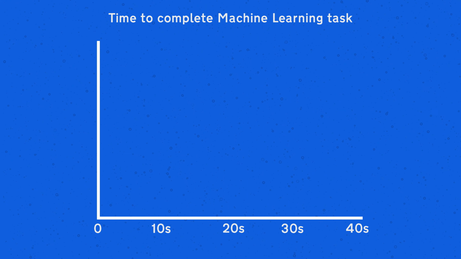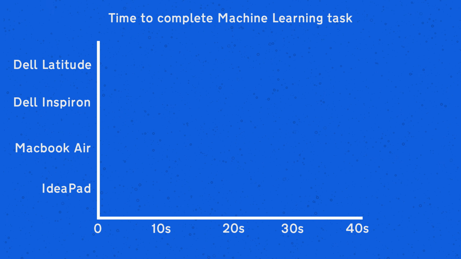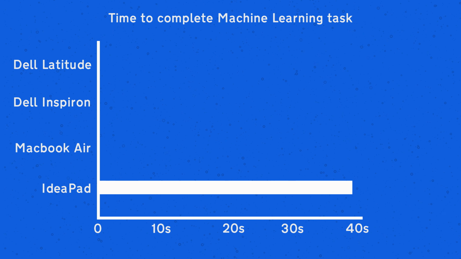So I ran the machine learning task on all 4 laptops, and as you would expect, the very entry level IdeaPad came in last, but it still managed to complete the task in about 40 seconds. Now this is slow and would be less than ideal if you were using it on a regular basis. You'd certainly be throwing it through the window before you get too far. But in a pinch, you could use this machine and get some results out of it, and that would probably be okay.